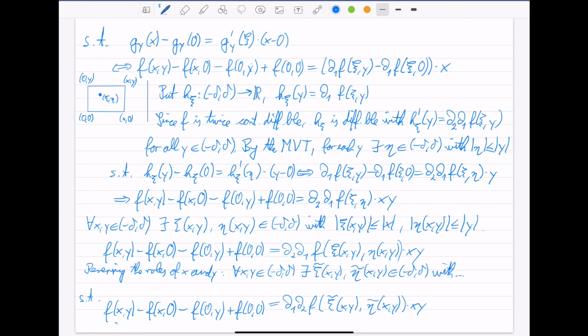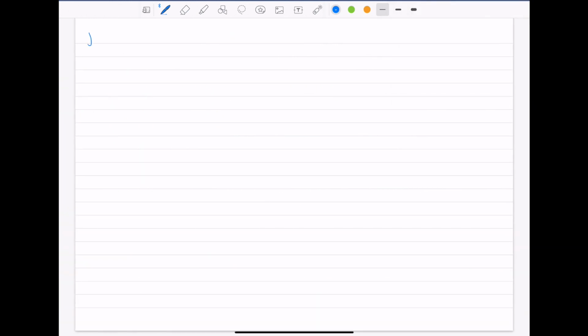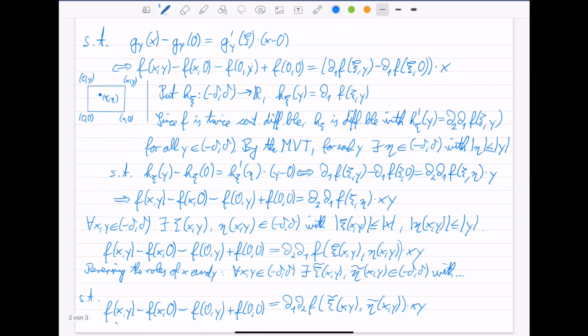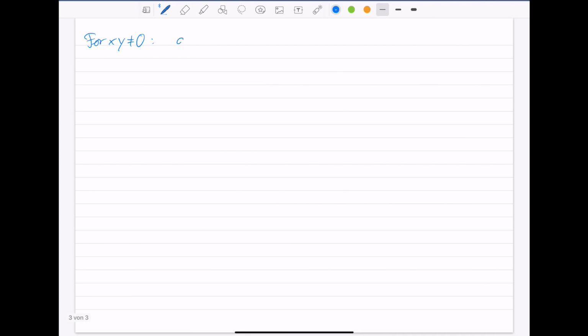So we see that we have almost the same expressions here. If we choose x and y in such a way that xy is not equal to 0, so that neither of them is zero, since we had the same left-hand side on both equations, the right-hand sides coincide, and since we can divide by xy, we get that d1 d2 f of (psi tilde of xy, eta tilde of xy), sorry, I forgot the tilde, is the same as d2 d1 f of (psi of xy, eta of xy).